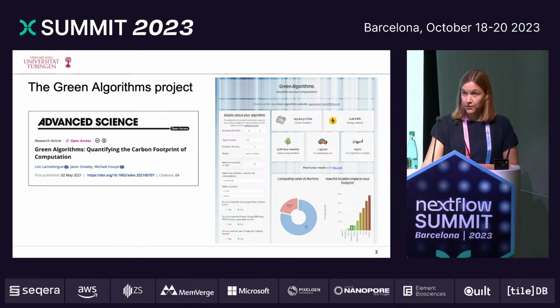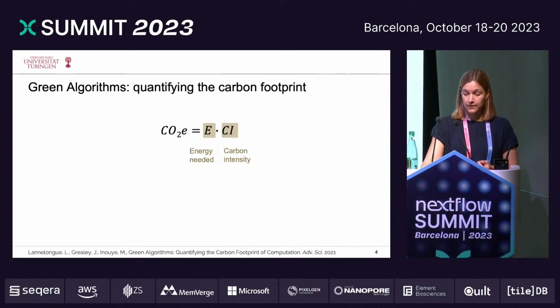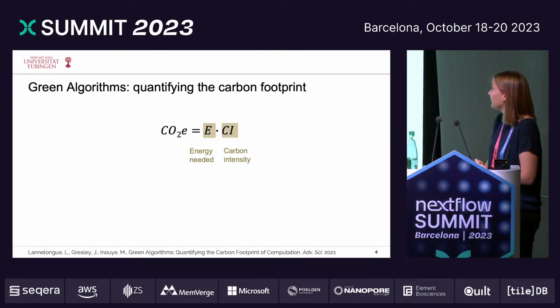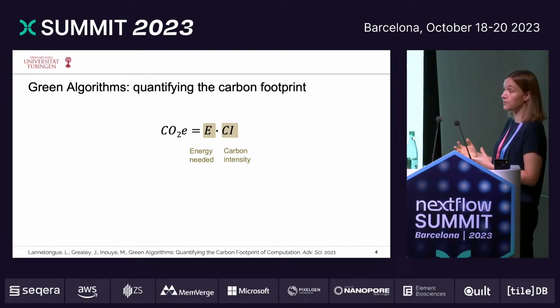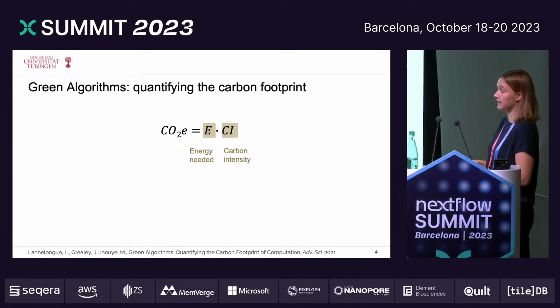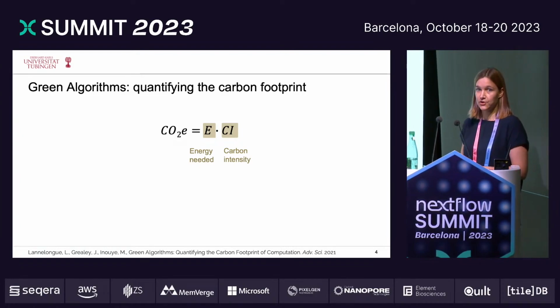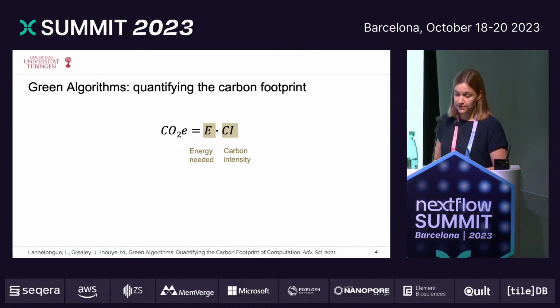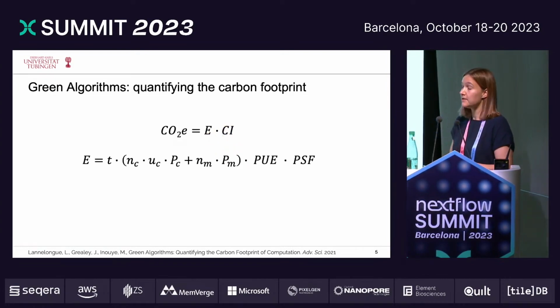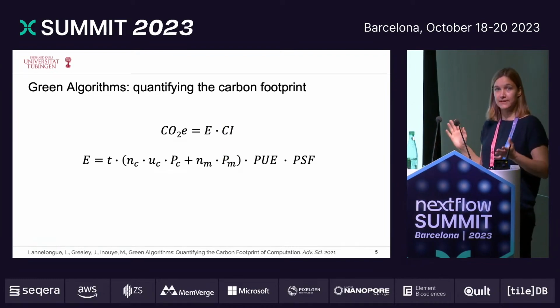So first, I would like to show you how the actual underlying method works. Here you can see the equation. So one can compute the carbon footprint or the amount of CO2 equivalent by using the energy that was needed for the computation and then also the carbon intensity of the respective energy production or power generation. And the energy needed, in turn, can be estimated with this relatively simple formula.